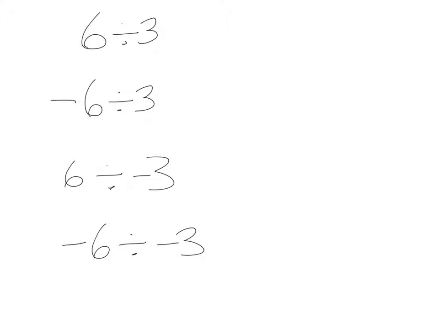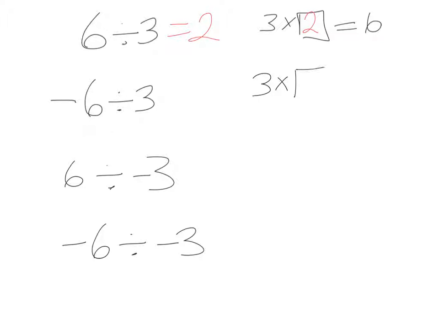Okay, well 6 divided by 3, that just means 3 times what is 6? Now, of course, the answer here is 2. And hopefully we know that 6 divided by 3 is 2. Well, what if I had negative 6 divided by 3? So that means 3 multiplied by what gives me negative 6?